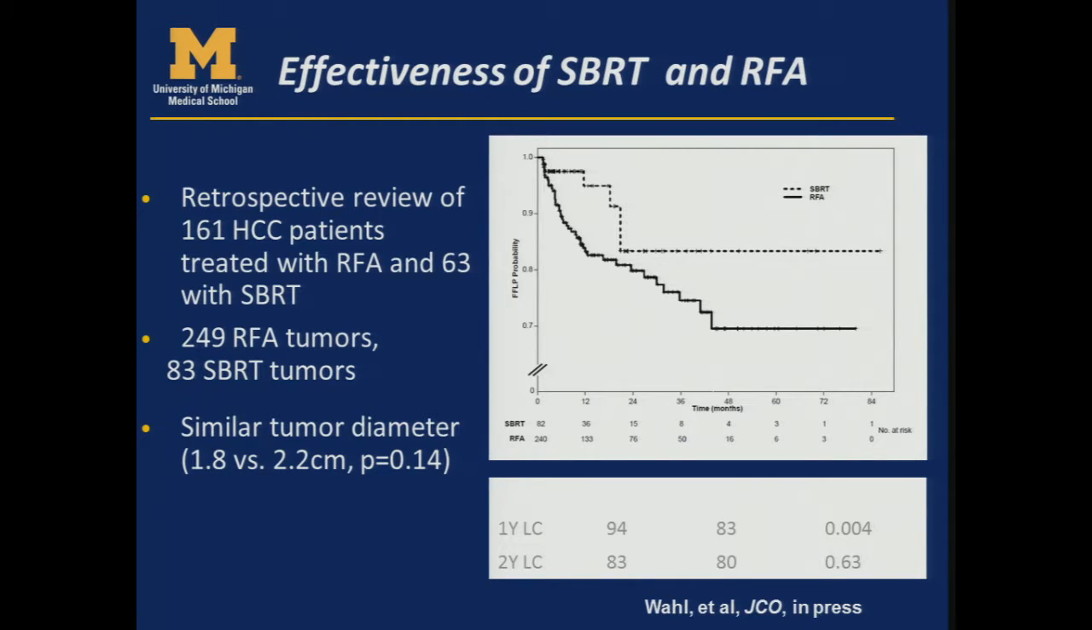This is a retrospective review of 161 patients with HCC who were treated with RFA, and 63 patients with SBRT. So there were about 300 liver tumors. Overall, the liver tumors were about the same size. You can see local control between SBRT and RFA. SBRT actually is slightly better for all patients, and local control is better for SBRT.